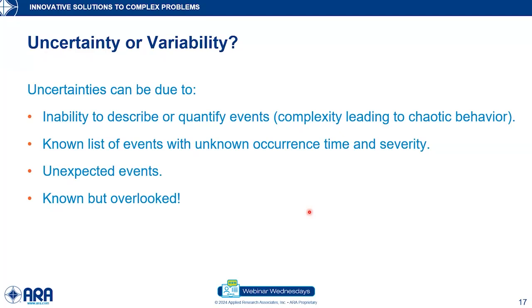And uncertainty can be due to the inability to describe or quantify an event. There's a lot of complexity, and that would be considered a chaotic behavior. It's not necessarily a random behavior. We can understand it if we have enough time and resources, which is almost always a challenge, to spend too much time studying one aspect or one project. So it can be described under the bigger umbrella of uncertainty.